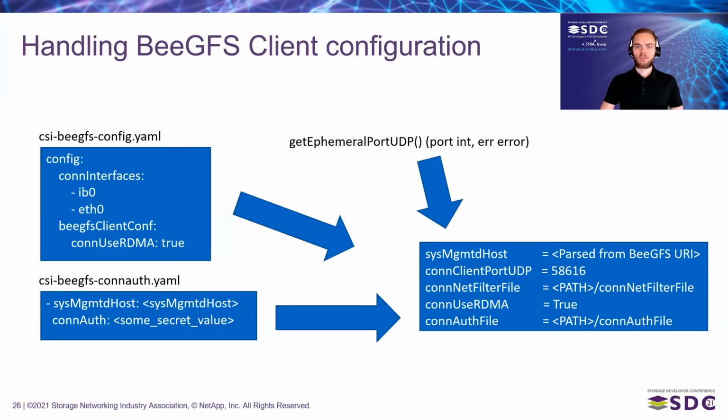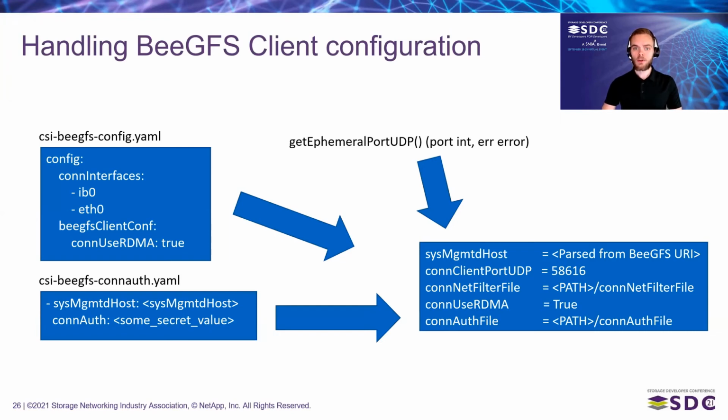This slide summarizes the different sources used to build the BeeGFS client configuration file for each volume's mount point. The BeeGFS management IP is just injected based on the URI of the BeeGFS volume we're handling a mount request for. And each BeeGFS mount point needs its own UDP port, so we implemented a function to handle identifying and assigning an available ephemeral port.